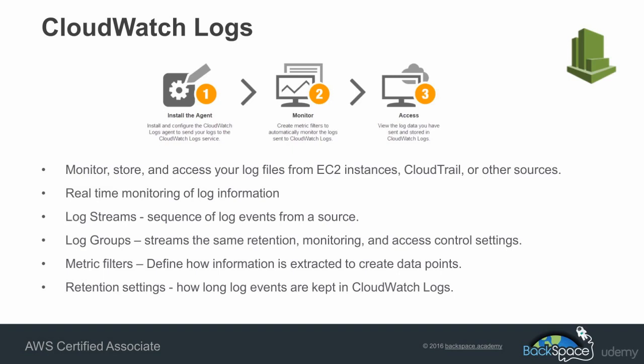So it's one thing to have these streams, have these log groups, and have all this information coming in, but CloudWatch needs to know what to look for. It needs to know what is not normal. And so metric filters give CloudWatch the opportunity to look at that information and extract what it needs. It defines how information is extracted from that log stream, and in what situation a data point would be created by CloudWatch. And then we have our retention settings, which is just how long our events are kept in CloudWatch logs.